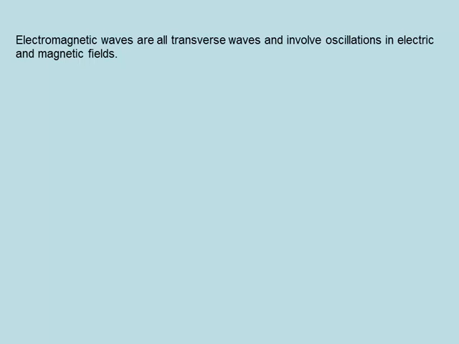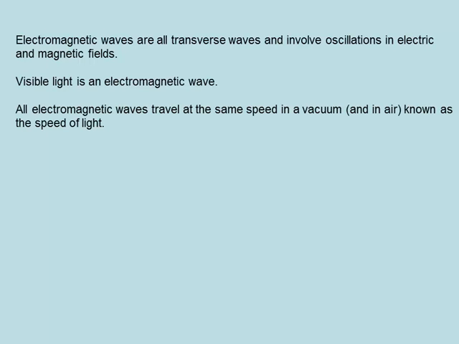Electromagnetic waves. Electromagnetic waves are all transverse waves and involve oscillations in electric and magnetic fields. Visible light is an electromagnetic wave.